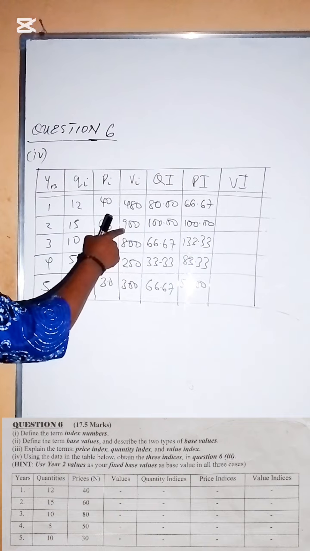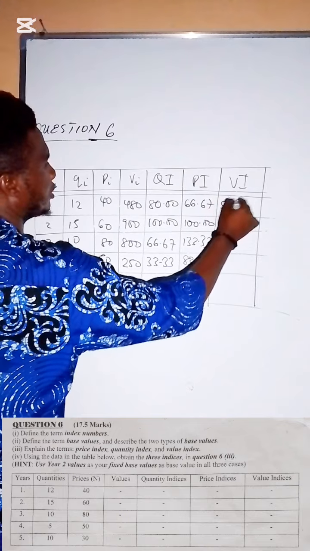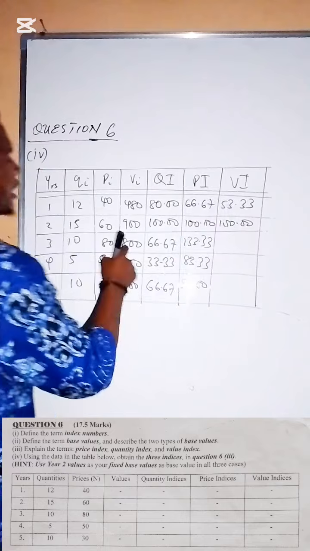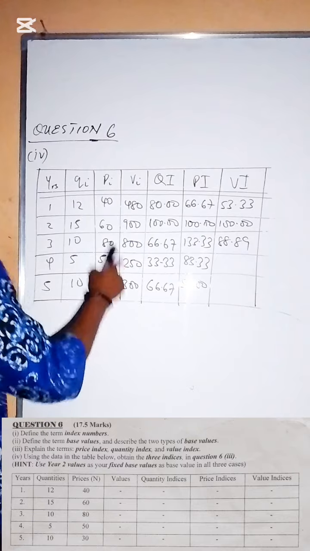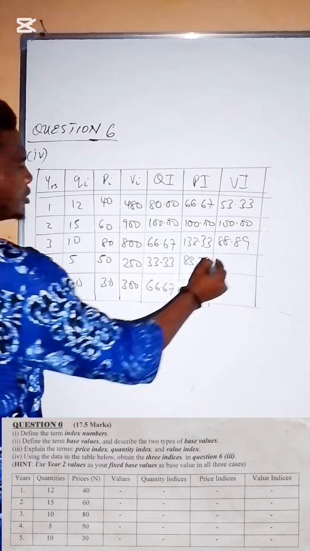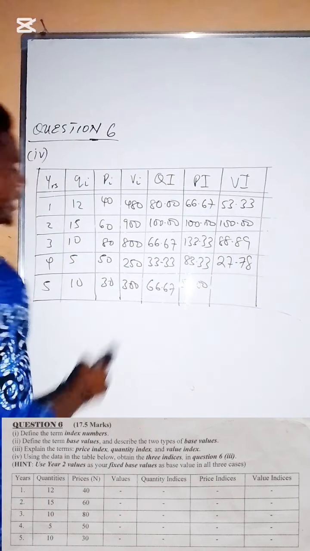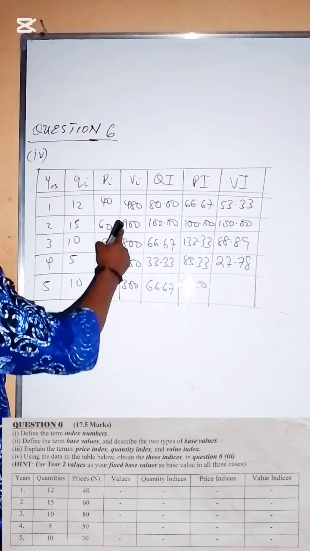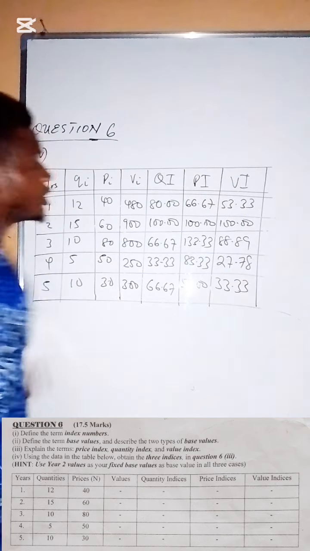Now finally, coming over to the last one, which is the value index. The value index, in this case, our base value is 900. So 480 over 900 times 100 gives us 53.33. 900 over 900 times 100 gives us 100. 800 over 900 times 100 gives us 88.89. Then 250 over 900 times 100 gives us 27.78. Then 300 over 900 times 100 gives us 33.33.